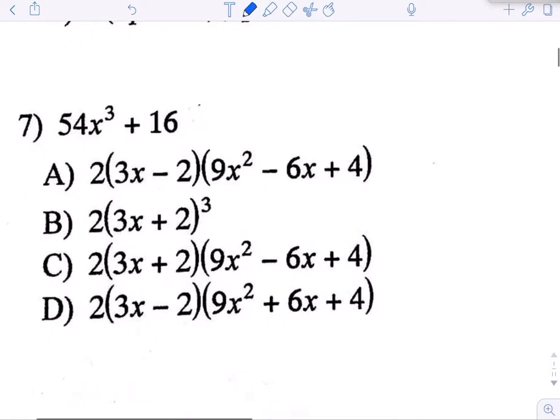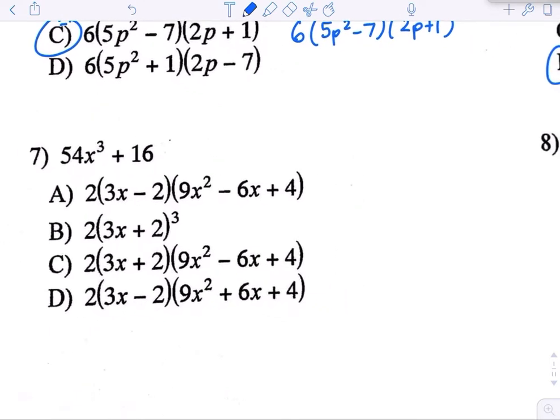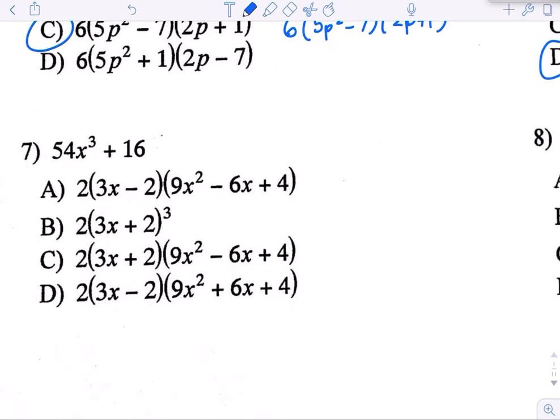Okay, 7. Factor out a 2, that looks to be the choice. 27, 54 divided by 2 is 27x to the third, plus 16 divided by 2 is 8. Now, this is what I'm noticing. 2 terms, and both of them you could cube root.